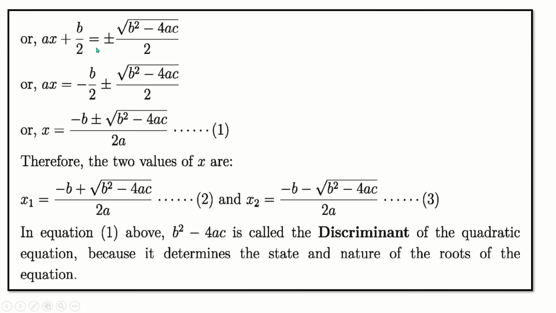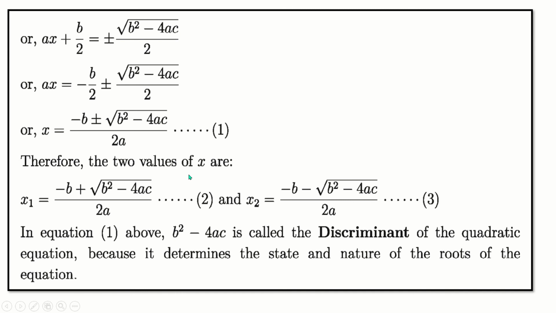Now ax plus b by 2 is equal to plus minus a square root over b square minus 4ac by 2, or ax is equal to minus b by 2 plus minus a square root over b square minus 4ac divided by 2, just calculation. Okay, therefore x is equal to, after calculating, minus b plus minus a square root over b square minus 4ac divided by 2a. As here is a, after converting this to the right side, here will be 2 into a.